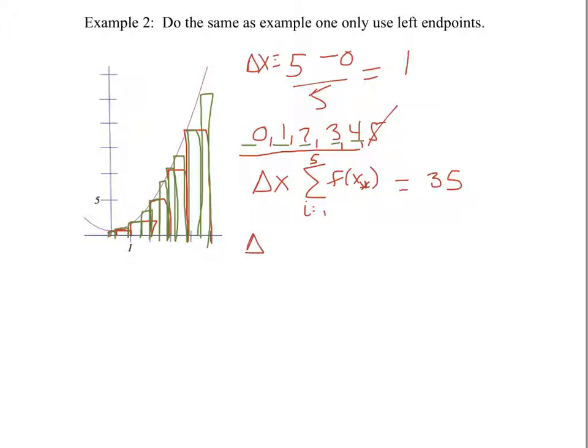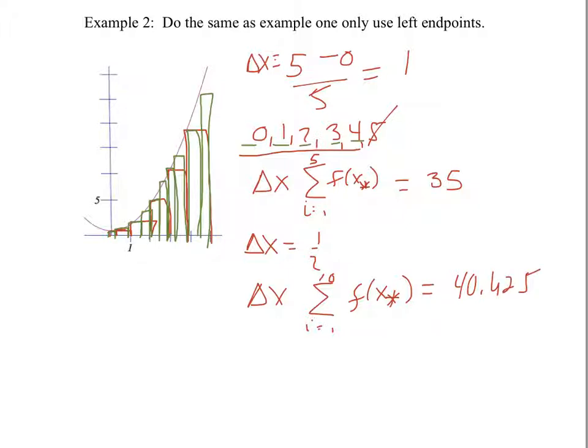So for this one, we'd have our change in x is again a half. And we'd have our change in x times our summation from 1 to 10 this time, because we'll have 10 rectangles of our function. And again, you're just going to plug that into your calculator. And for this case, I got 40.625.